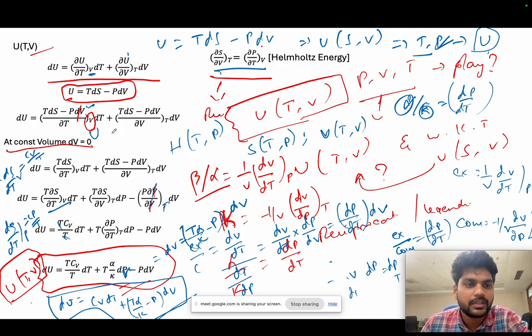Okay, fine. In the future, if somebody asks, we can't simply say that U is TdS minus PdV, give me the formulas for entropy and volume and I will calculate the internal energy. They might say that no, I have the temperature and pressure, give me the values in terms of temperature and volume. Then you can use this one.